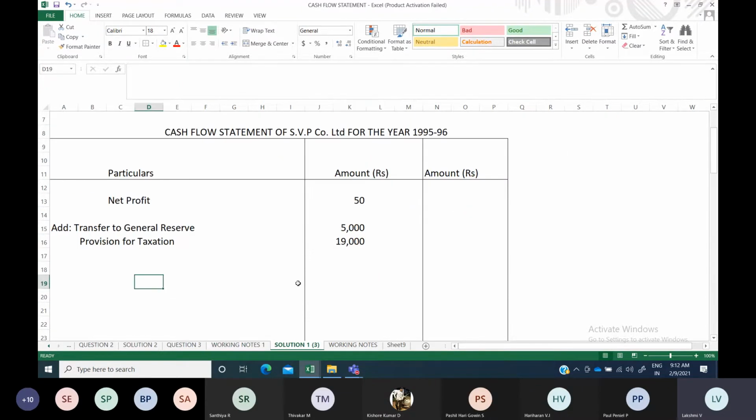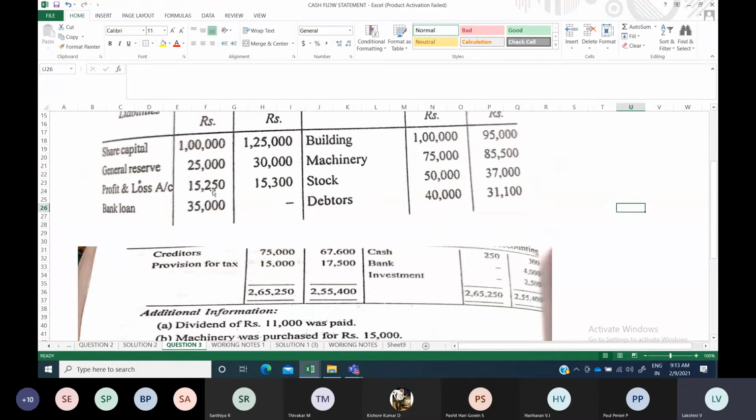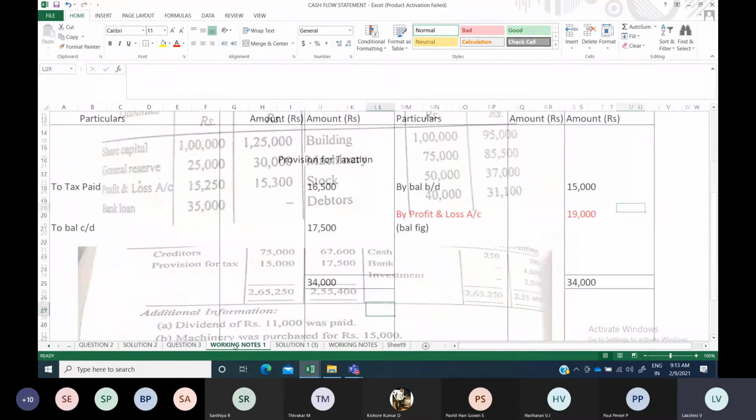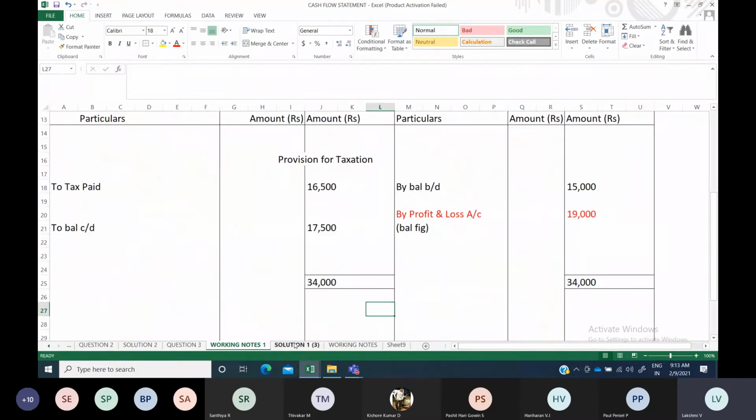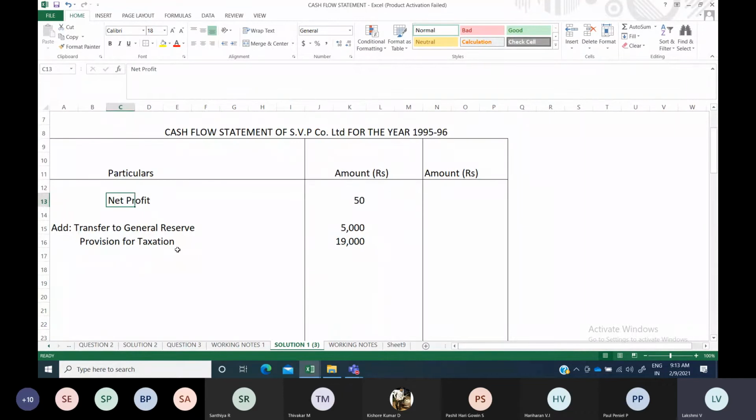Okay, and then you have to see what other accounts you want to prepare, or you can first prepare up to this and move on to the later part also. Anyway, you can do it. Okay, so we can proceed further with this one. The net profit I found out from my question, by finding the difference between these two and doing it here. And then I added the transfer to general reserve and provision for taxation.